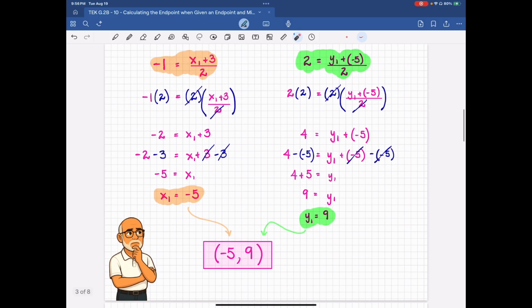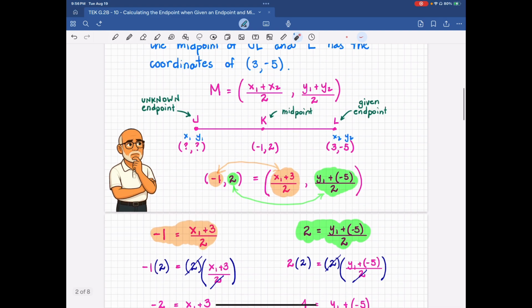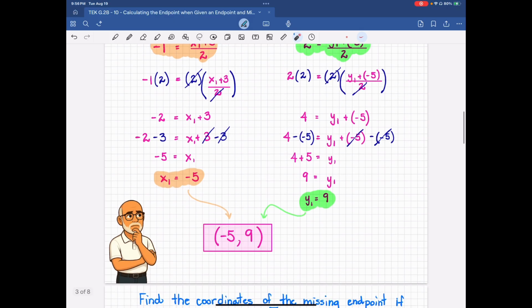So we have found our x1 and our y1. We're going to put them together to form a coordinate, or a location. So I'm going to piece them together and I get my -5 in my X position and a 9 in my Y position. So the answer is -5, comma 9. This is X1, Y1, or this is point J. -5, 9.